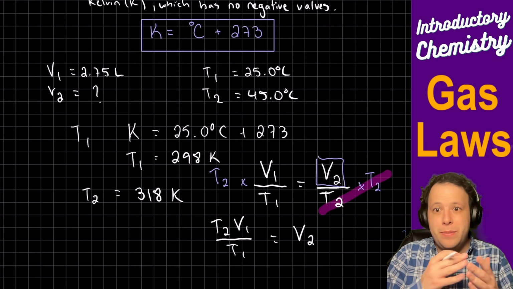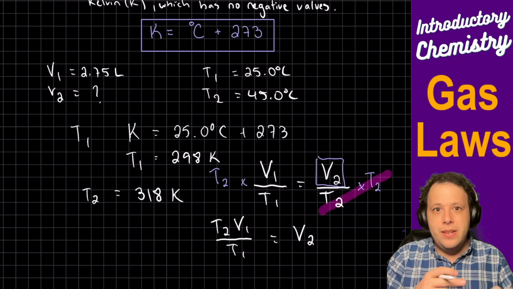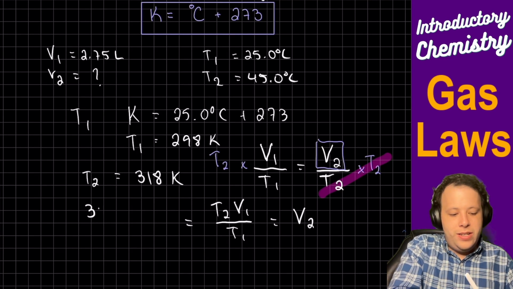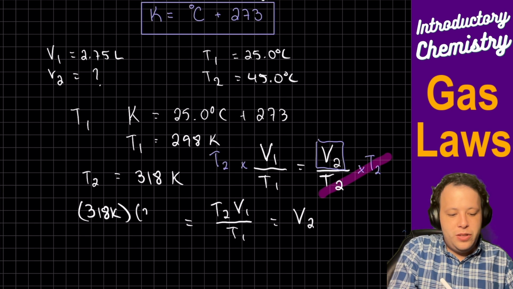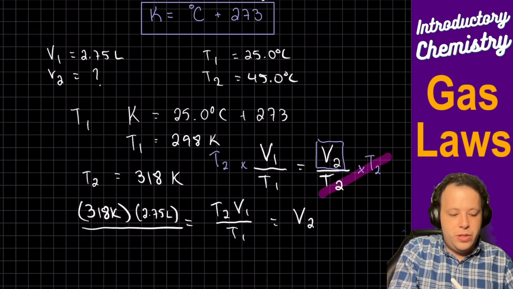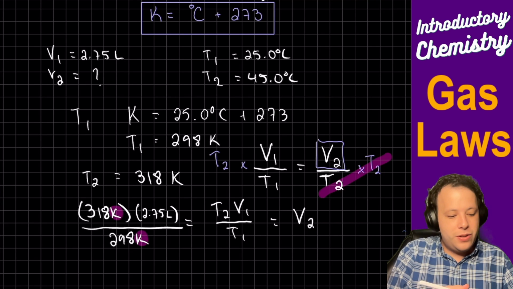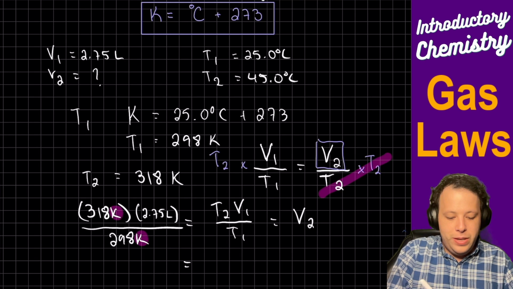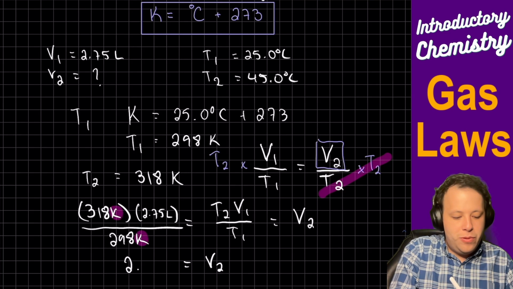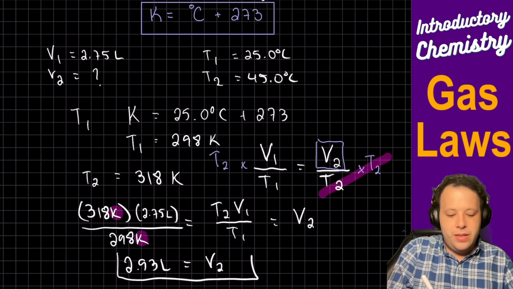And what we're simply going to be doing is plugging in our variables. So we have T2, which was equal to 318 Kelvin. We have V1, which was 2.75 liters. And then we have T1, which was 298 Kelvin. Now, notice how the Kelvin ends up canceling each other out, leaving us only with a volume. So when we go through this calculation, what we're going to end up getting is 2.93 liters of gas.